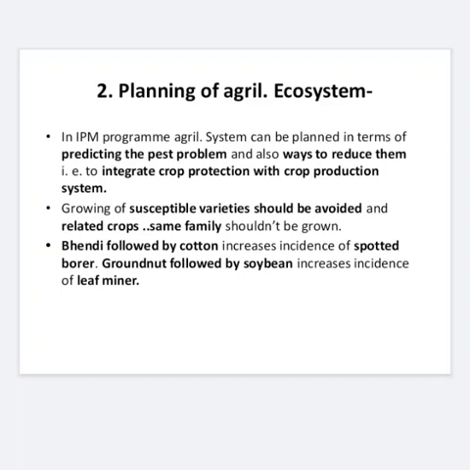The next one is planning of the agriculture ecosystem. In planning, we must use integrated methods and predict the pest population. We must go for crop rotation or create conditions that will reduce the pest population, using resistant varieties or crops which will not increase the pest. Examples are mentioned in the slide.